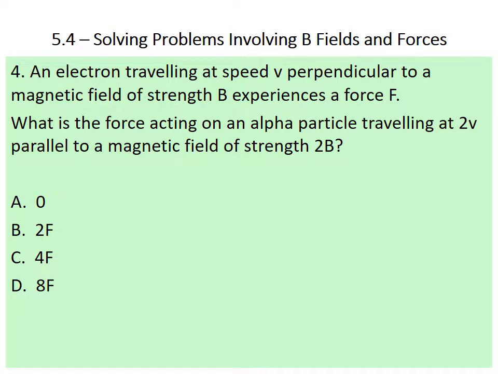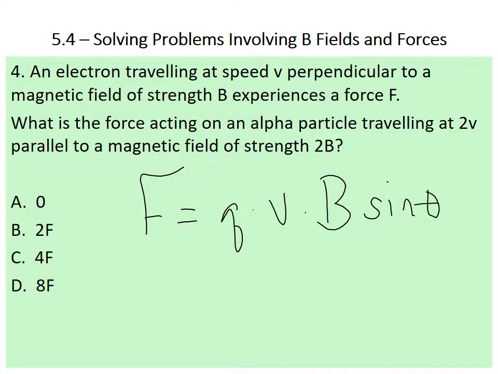An electron traveling at speed v perpendicular to a magnetic field of strength B experiences a force F. What is the force acting on an alpha particle traveling at 2v parallel to a magnetic field strength of 2B? So you might be inclined to say we need to set up an equation, F is equal to Q times V times B sine theta, and compare the two.